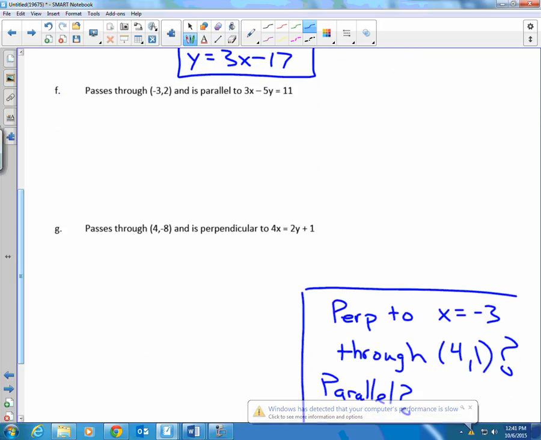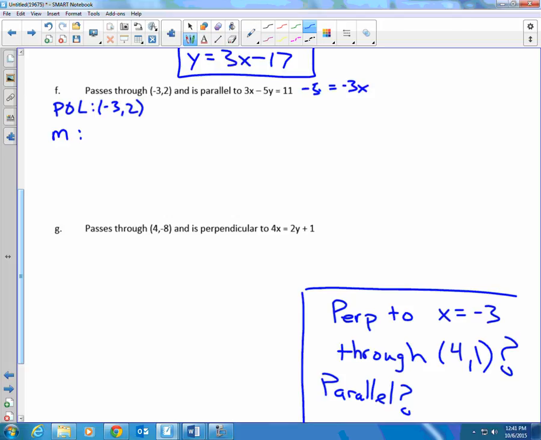F passes through (-3, 2). Point on my line is (-3, 2). Slope, I don't know. It's parallel to 3x minus 5y equals 11. What do I have to do? Solve for y. So -5y is equal to -3x plus 11. So the slope is 3/5. What does that mean to me? Okay. How about the slope of the line that is parallel or perpendicular to? Slope should be -5/3. Oh, it's parallel. Oh, I'm sorry. Jumped ahead. Sorry. 3/5.